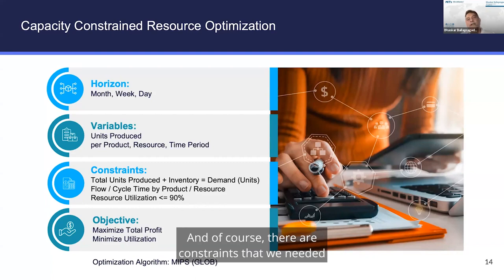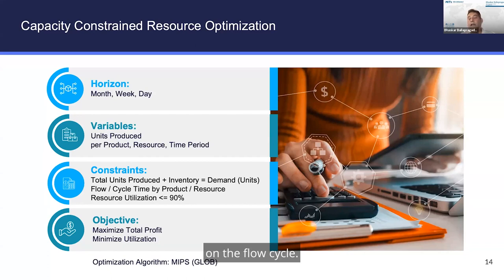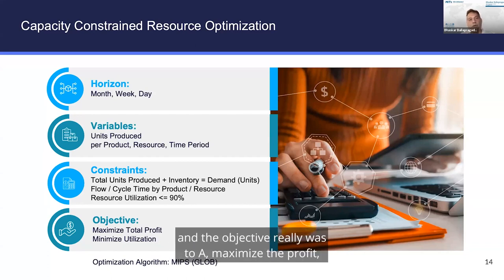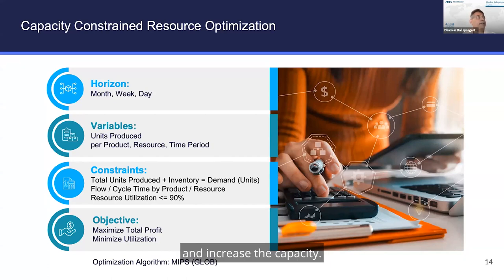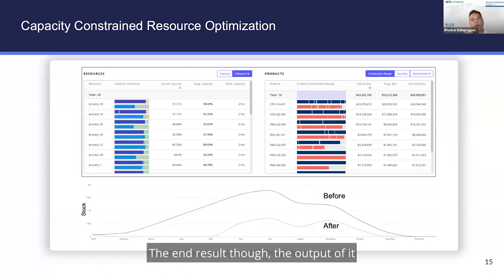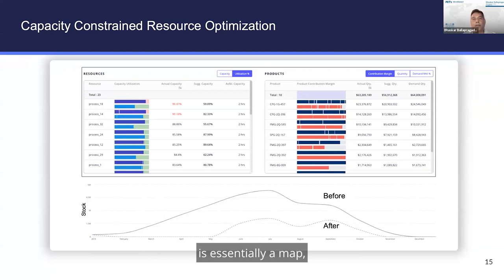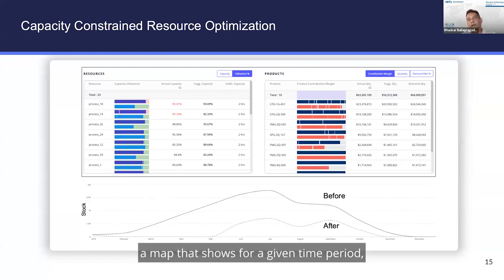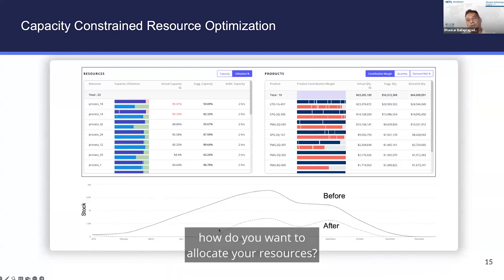And of course, there are constraints that we needed to meet the demand. You needed to keep the capacity utilization below a certain point. And we had the data associated with the flow cycle. And this is the operations data. The objective really was to maximize the profit and increase the capacity. The end result, the output of it, is a map that shows, for a given time period, how you want to allocate your resources.